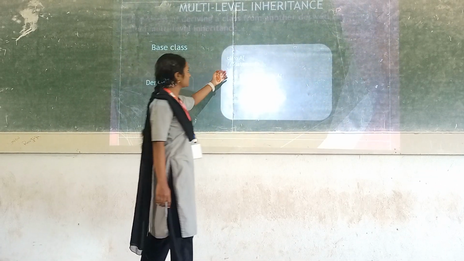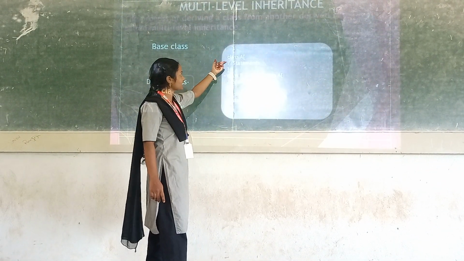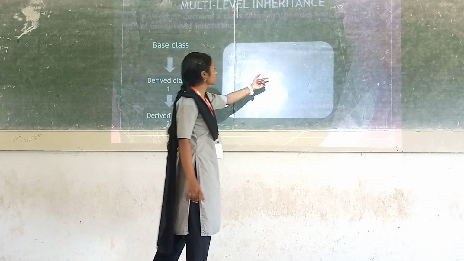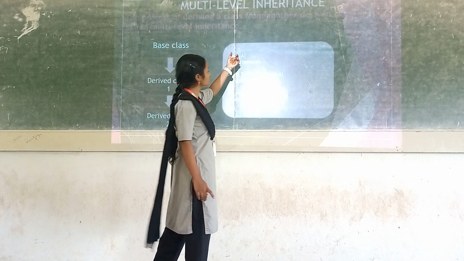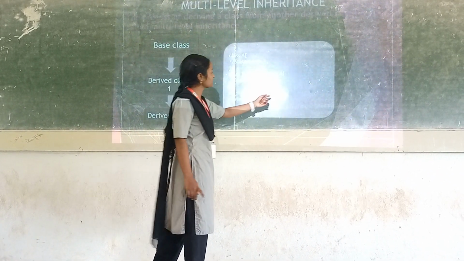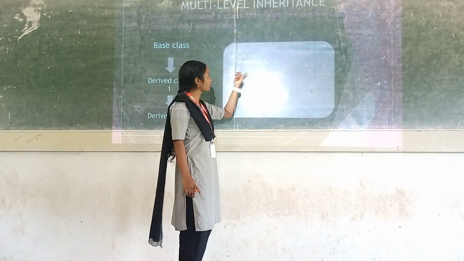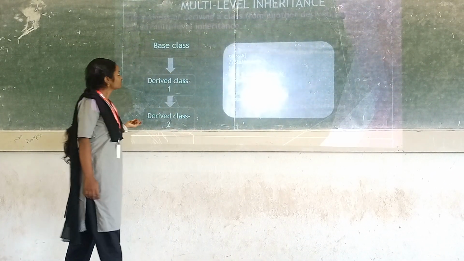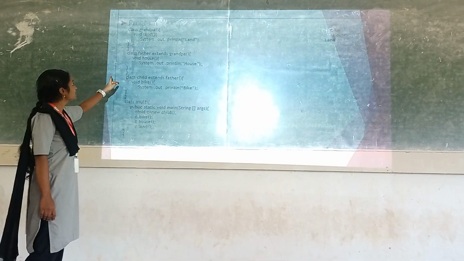This is multi-level inheritance. Syntax for multi-level inheritance: class A with statements, class B extends class A, so class B inherits the properties of class A. Then class C extends class B, which means class C inherits the properties of class B. Example program for multi-level inheritance.